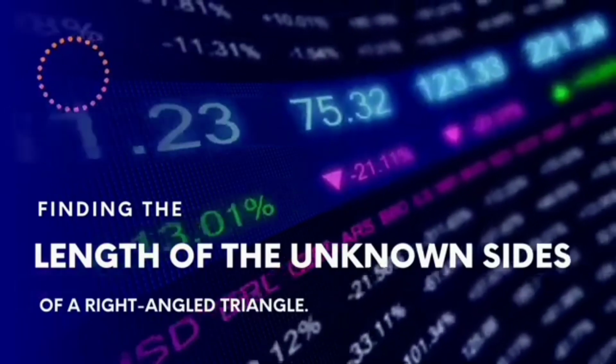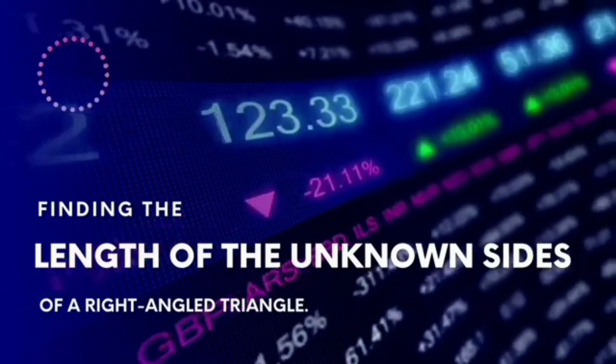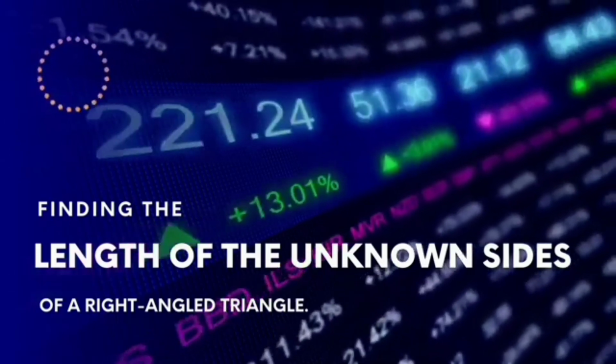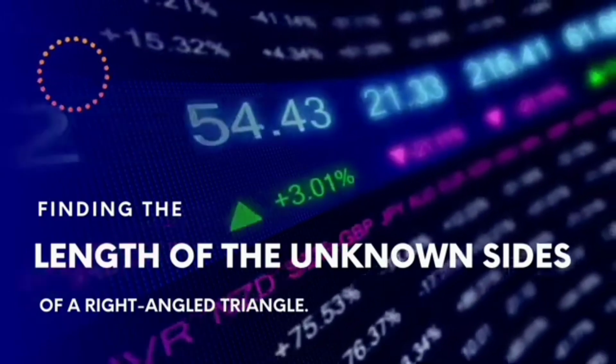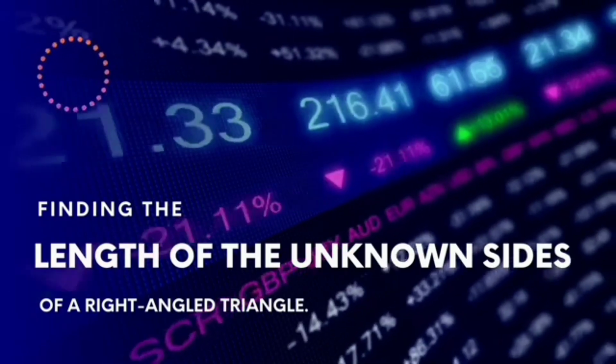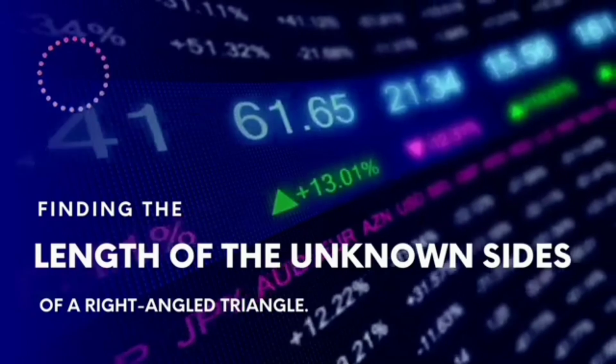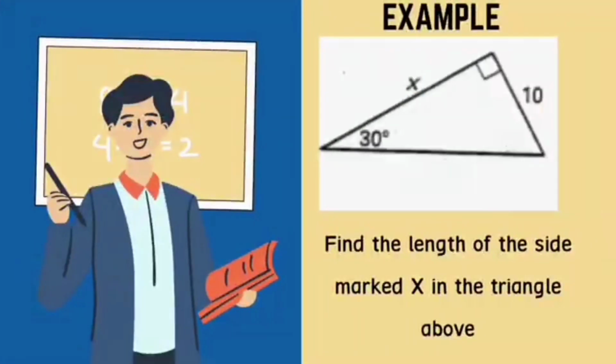Next, let's see some examples on how to find the length of the unknown sides of a right-angled triangle using special angles. In our first example, let's find the length of the side marked X in the triangle above. The triangle is a right-angled triangle with a 30 degrees. The opposite side is 10 while the adjacent side is X.